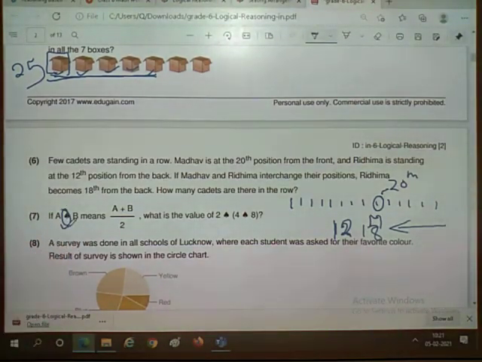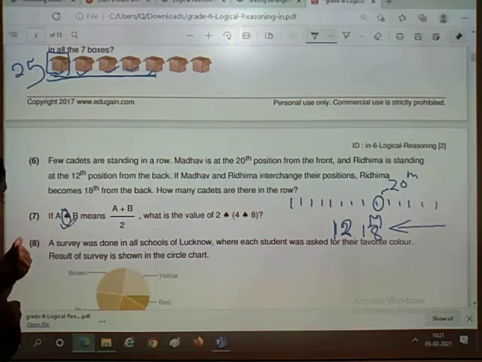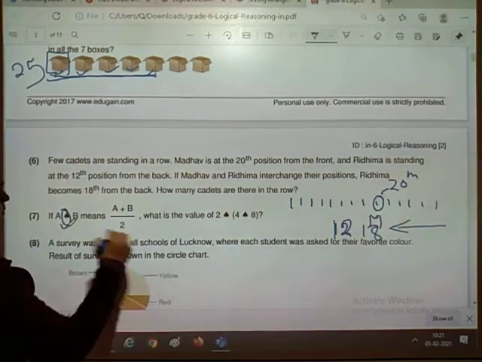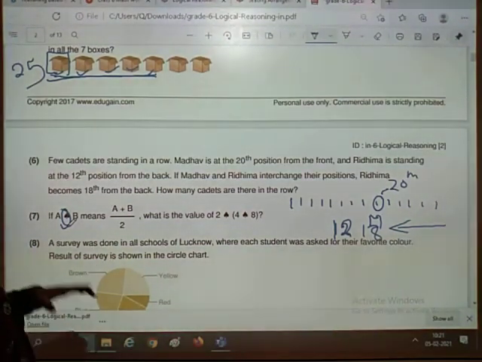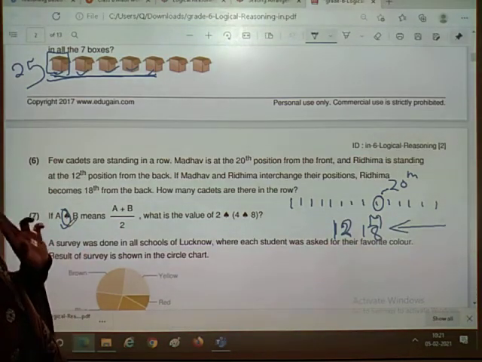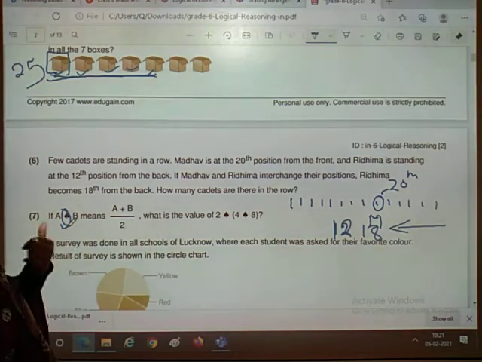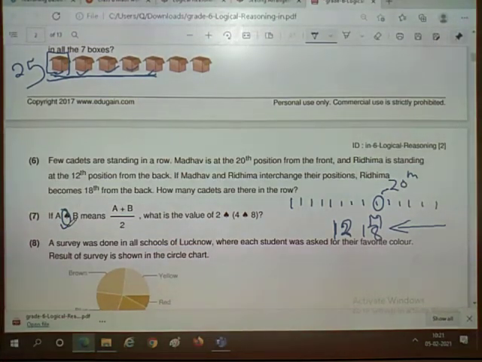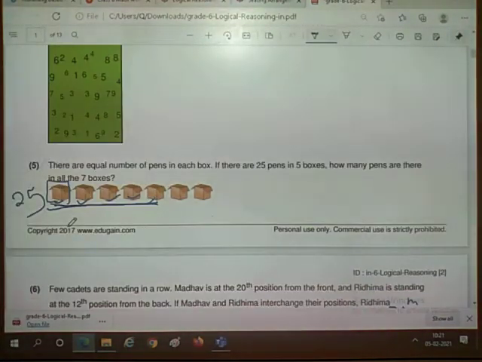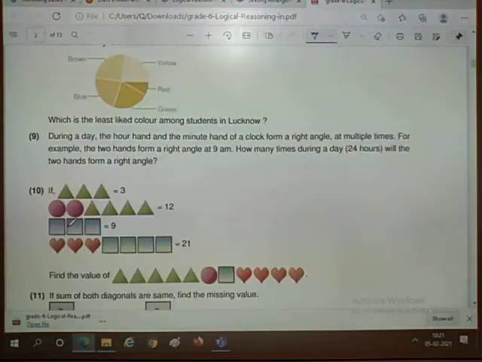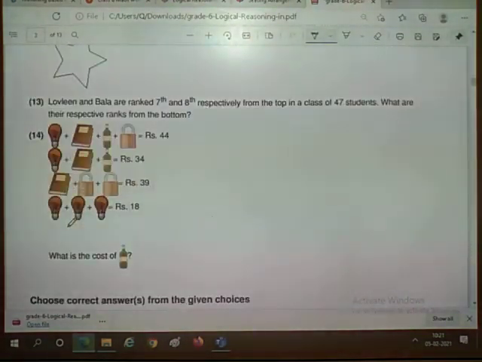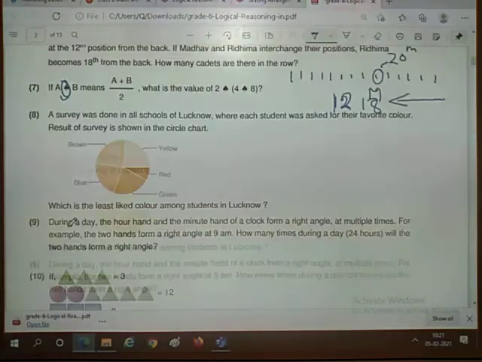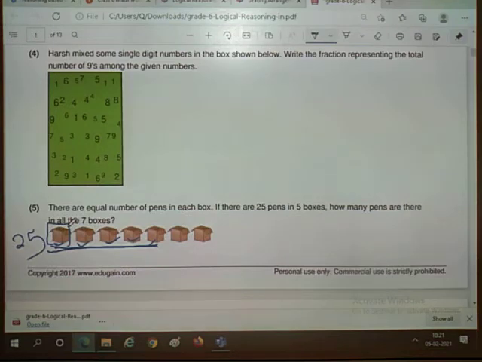Next, if A, you see that there is a design of a leaf, that means a plus b upon 2. What is the value of leaf in bracket 4 leaf 8? So you have to find out this. So first kindly solve the 5 questions, then you will solve question numbers 6, 7, 9, 10. Many questions are there. You have to just solve only 5 questions right now, and after that I will send you this PDF on WhatsApp so that you can solve it.